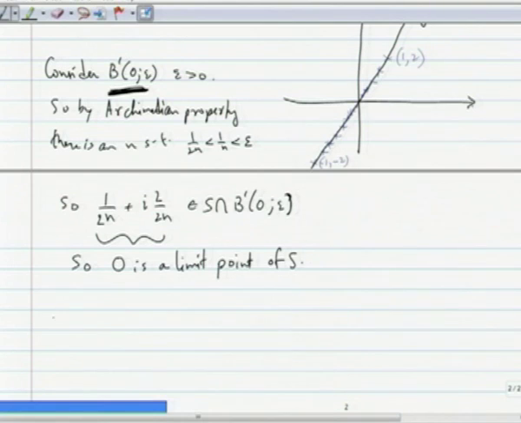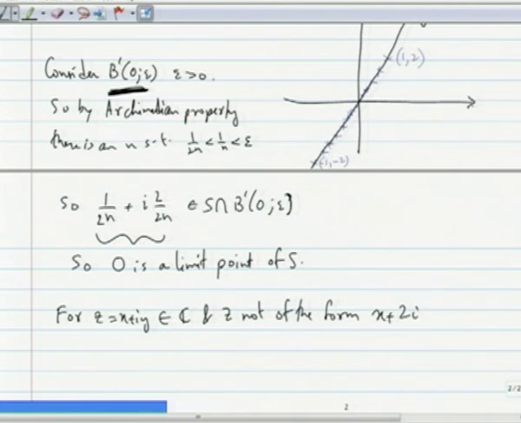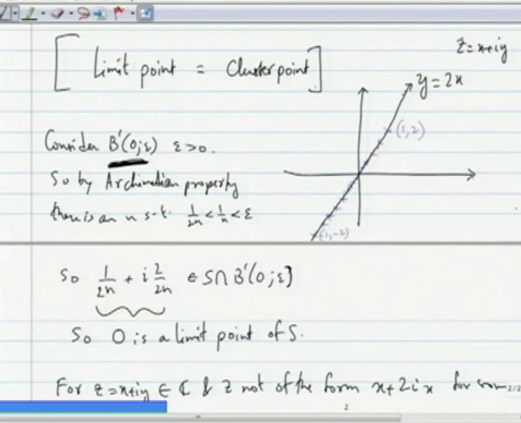Then also we will show that any other z in the complex plane is actually not a limit point. The idea is simple. If you take any point off of this line, then you can find a ball around that point which will stay clear of the line. So, there is no chance of intersecting with the set S, which is a subset of the line. So, for points lying outside, the idea is simple. For z = x + iy belonging to C and z not of the form x + 2ix for some x belonging to R, these are essentially points which lie outside the line, they are not of the form x + 2ix.